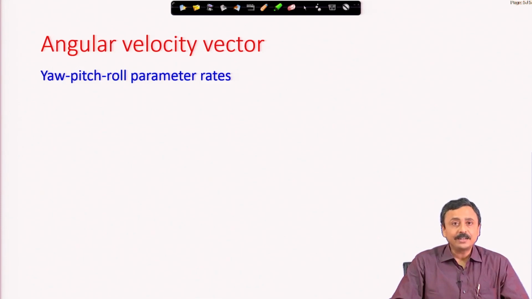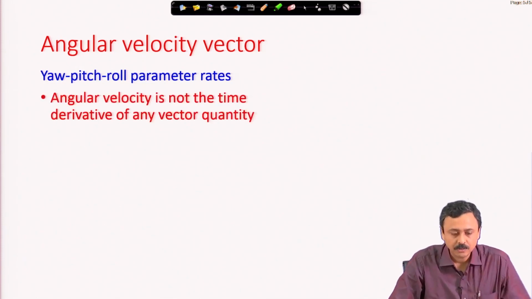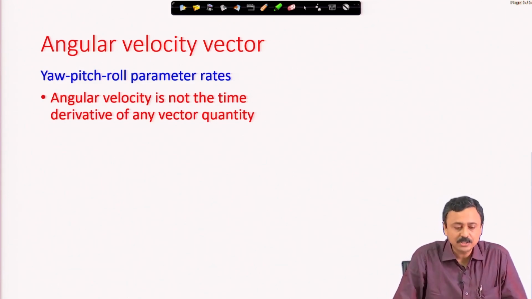Therefore, we cannot integrate the angular velocity vector just like that, because it is not a time derivative of any other vector quantity. So we cannot integrate it straightforwardly. Therefore, we are going to represent the angular velocity vector in terms of the yaw pitch roll parameters and their rates, as a function of these parameters and their rates. This is required because, as I mentioned, angular velocity is not the time derivative of any vector quantity.